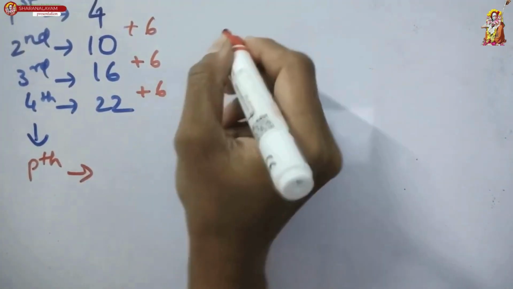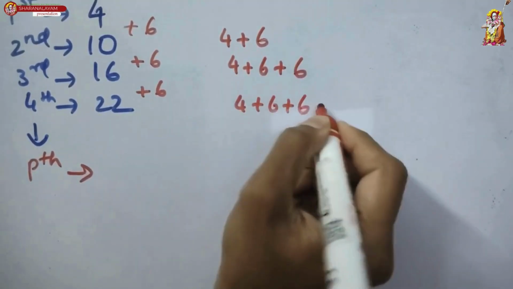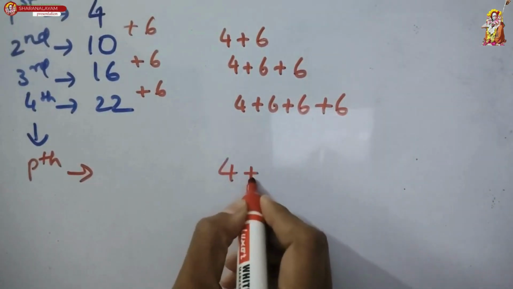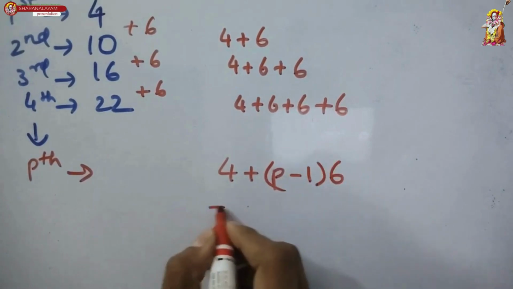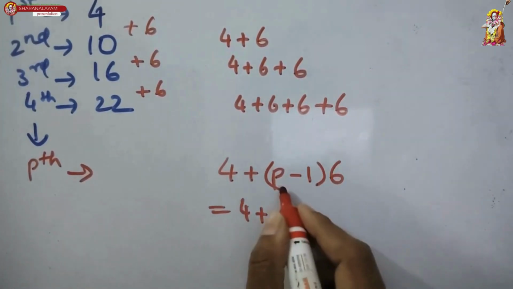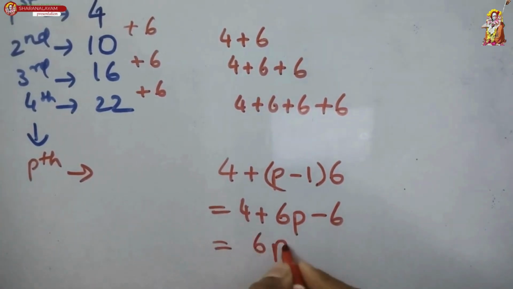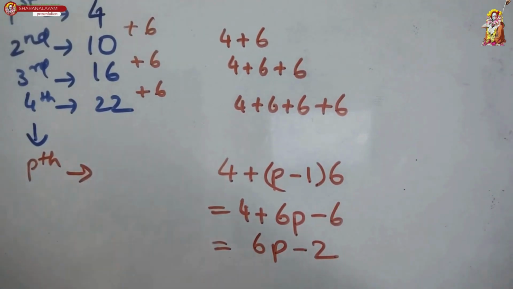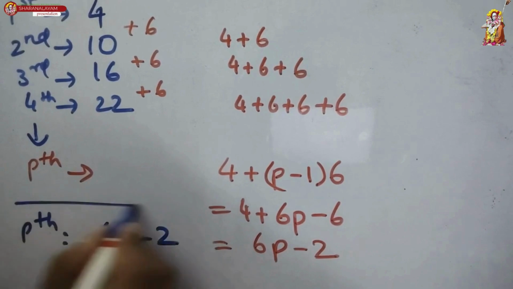So this will be 4 plus 6, this will be 4 plus 6 plus 6, this will be 4 plus 6 plus 6 plus 6, correct? So for the pth pattern, it will be 4 plus how many times 6? p minus 1 times 6, which is 4 plus p into 6, 6p minus 6. Which is 6p here, 4 minus 6 will give you minus 2. So it is 6p minus 2. So the number of matchsticks required for the pth pattern will be 6p minus 2.